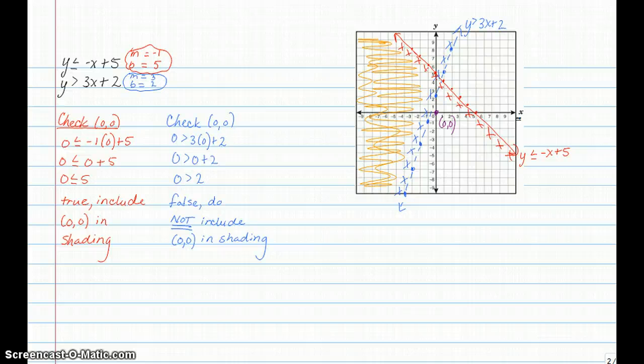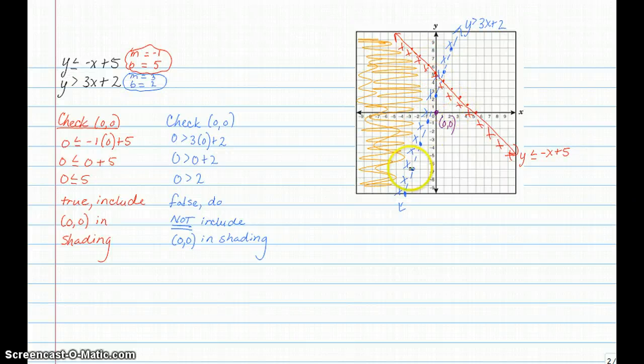The next thing that you would have done is graph the other line. y is greater than 3x plus 2. Your m is 3, your b is 2. So you plot a point at 2. You go up 3 and 1 to the right, down 3, 1 to the left. You connect that with a broken line because you have greater than, not greater than or equal to. So no points that fall on the blue line will be solutions.